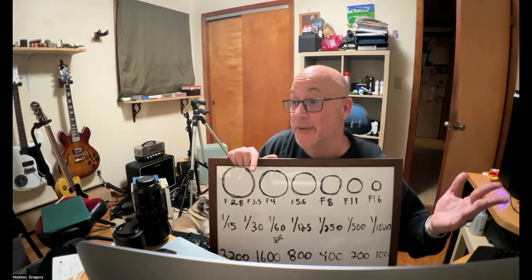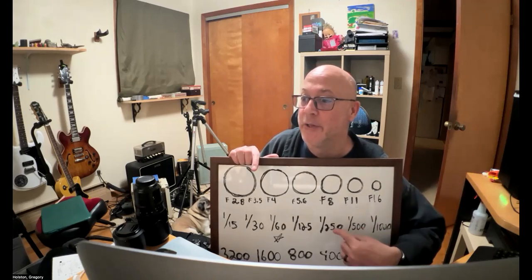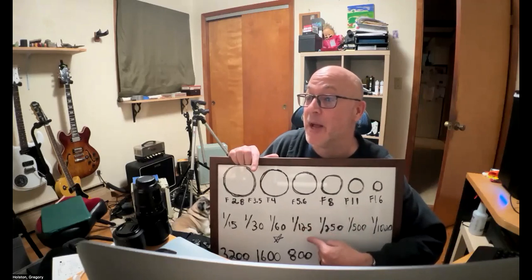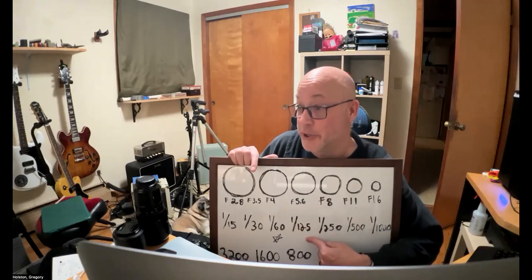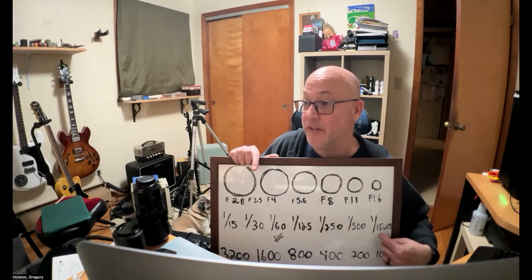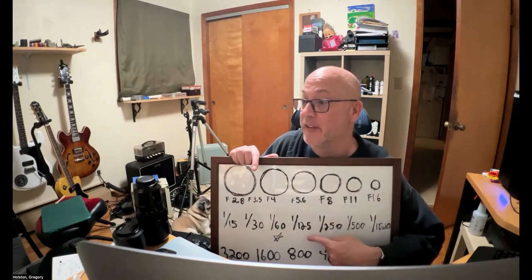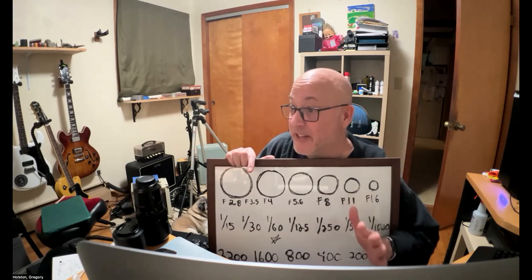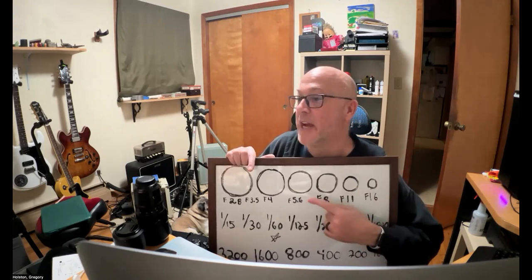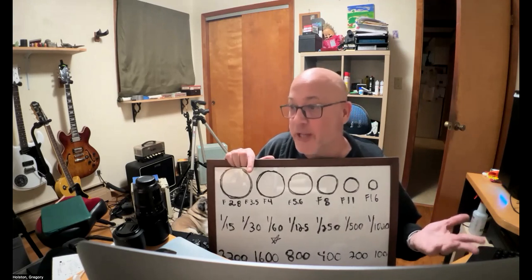Here's the real trick in this whole assignment. You have to go 1, 2, 3 stops brighter on your shutter speed, longer. So if your first shot is F5.6 at 1,000th, your second shot is F16 at a 125th. And they're going to be exactly the same exposure, one with shallow depth of field and one with deep depth of field. And that's all it is.